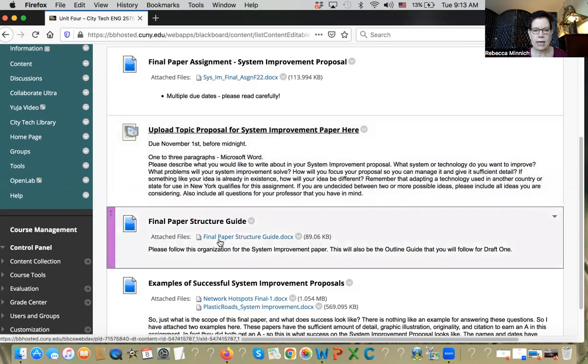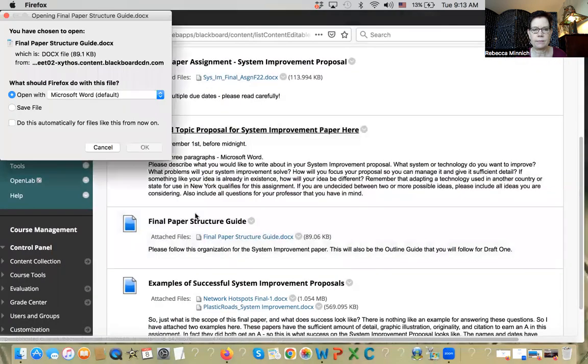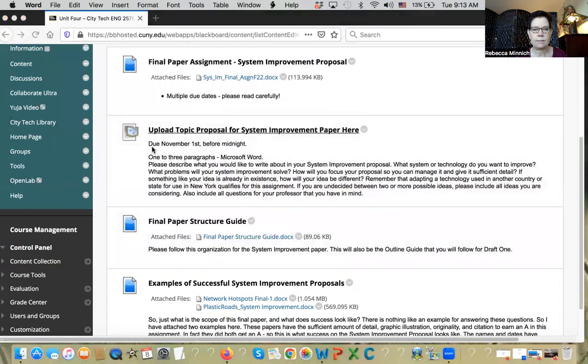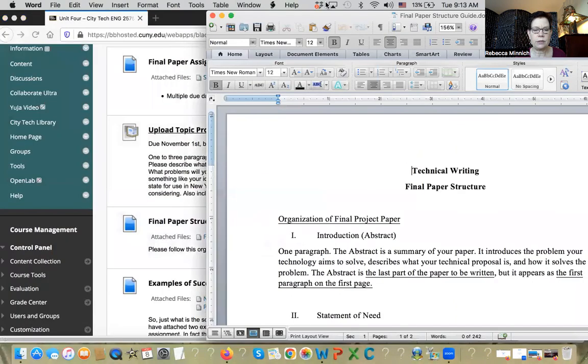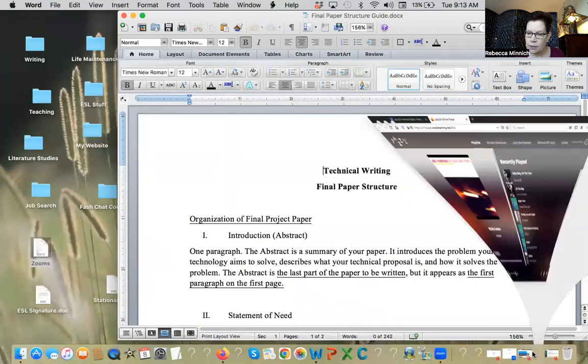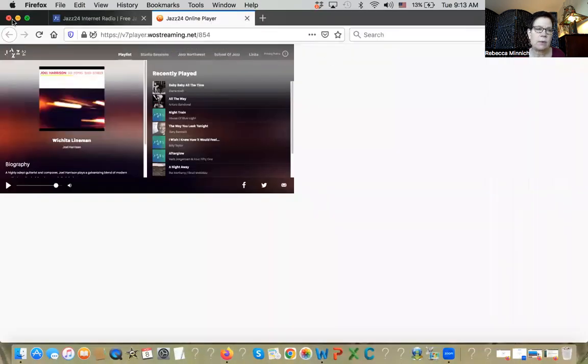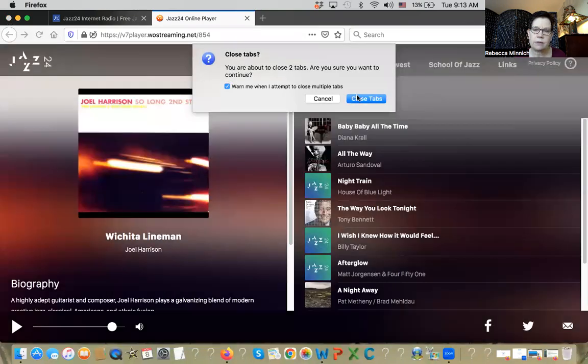What I wanted to look at today is the final paper structure guide. Okay, so let's open that up. So the final paper structure guide tells you what the shape and organization of the final paper is.